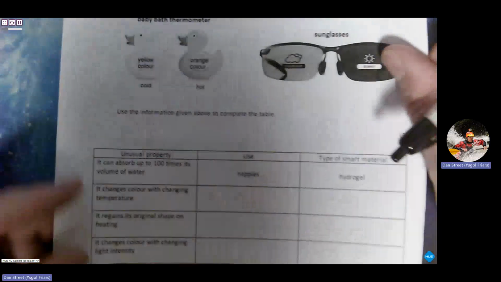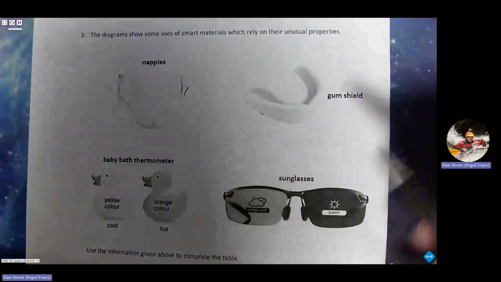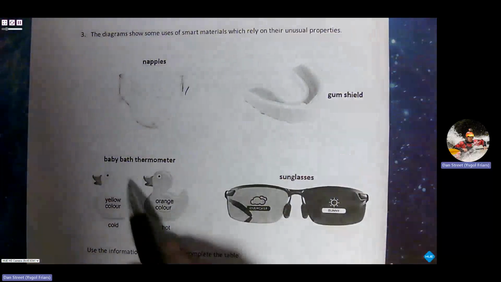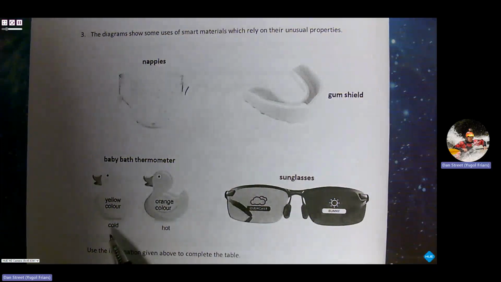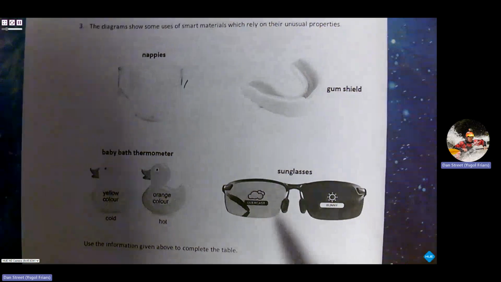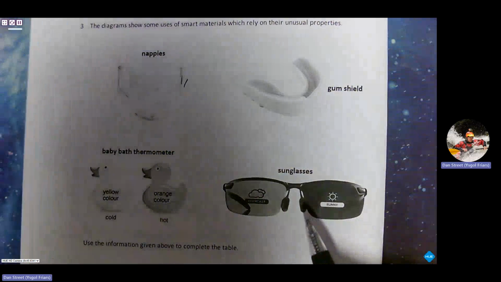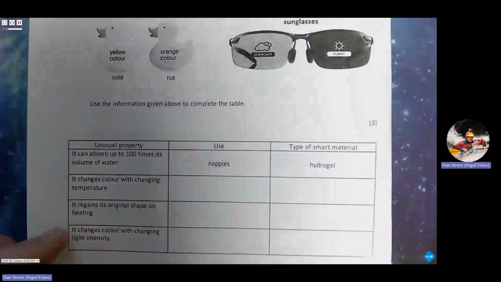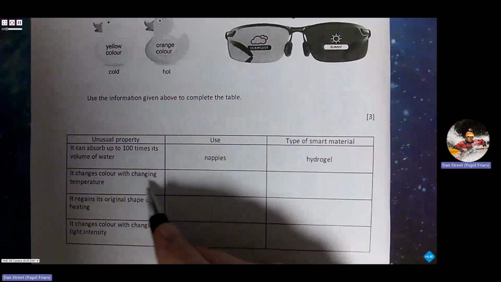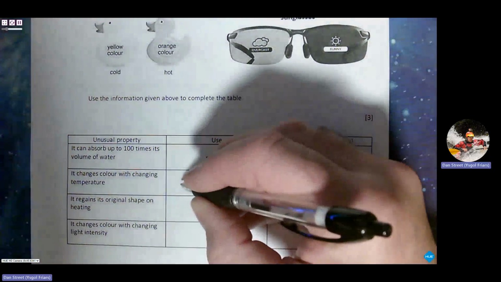Okay, so this question involved a little bit of interpretation, but also some actual knowledge. So we've got here a picture of a nappy, a gum shield, a baby bath thermometer, which tells us when cold it's yellow and when hot it's orange, and then some sunglasses. So when it's overcast, you can see through the glasses, whereas when it's sunny, you can't see through the glasses. So use the above information to complete the table. So it changes colour when changing temperature. So the use would be the baby bath thermometer.